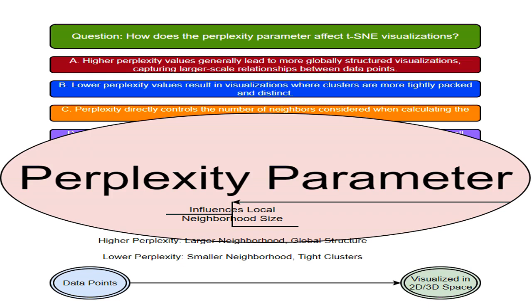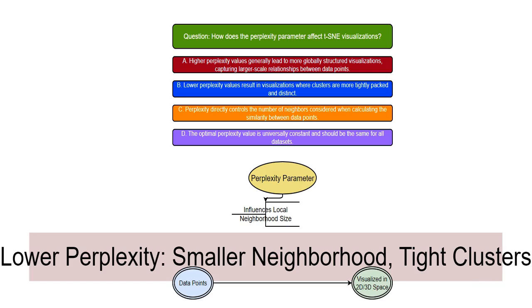Pretty cool, huh? Now, imagine you only want to find your closest friends, your inner circle. You're using a very small net. That's lower perplexity. It focuses on nearby data points, creating tightly packed clusters in your visualization. You'll see distinct groups, but you might miss the broader connections between these groups. It emphasizes local structure rather than global structure.